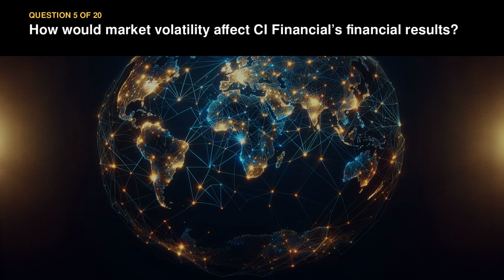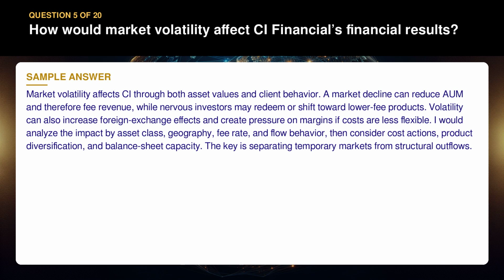Question 5. How would market volatility affect C Financial's financial results? Market volatility affects C through both asset values and client behavior. A market decline can reduce AUM and therefore fee revenue, while nervous investors may redeem or shift toward lower fee products. Volatility can also increase foreign exchange effects and create pressure on margins if costs are less flexible. I would analyze the impact by asset class, geography, fee rate, and flow behavior, then consider cost actions, product diversification, and balance sheet capacity. The key is separating temporary markets from structural outflows.